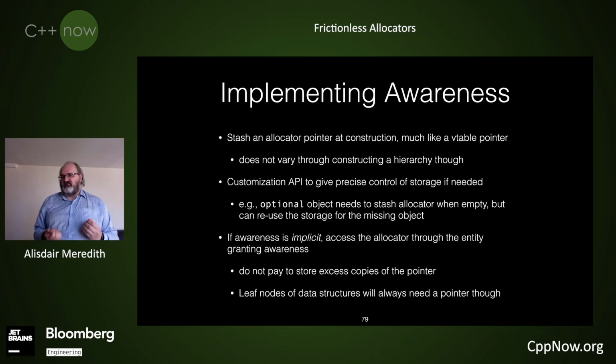We're going to want a customization API though, to give more precise control of this allocator if needed, because you've got issues like std::optional. When it's empty, it still needs to know about the allocator. Whereas in the case where it's actually holding an object, we can compress out the space for that allocator by saying, when I query the allocator, this is the implicit case, I can optimize out paying storage for that extra redundant copy of the allocator. I can just retrieve it from the base or member that made me allocator aware.